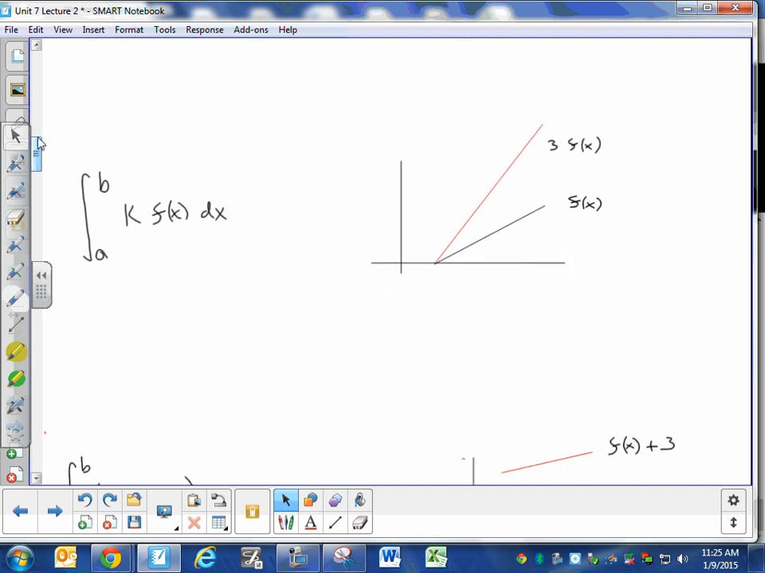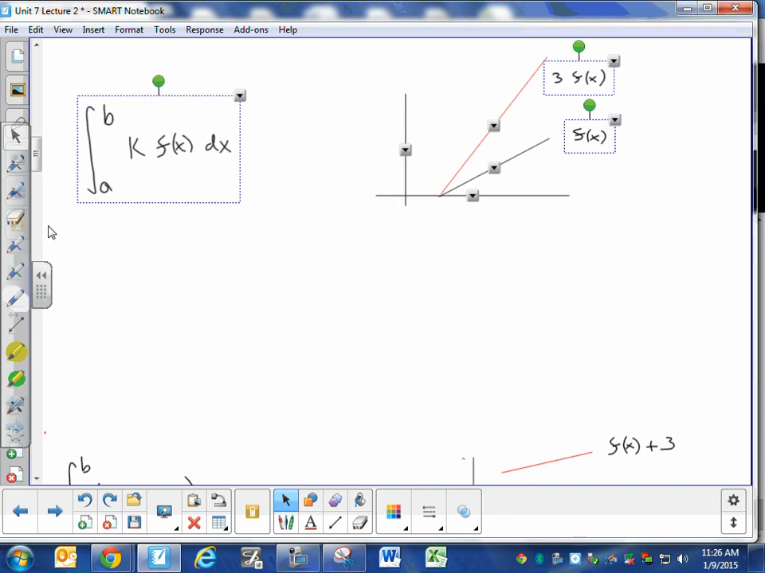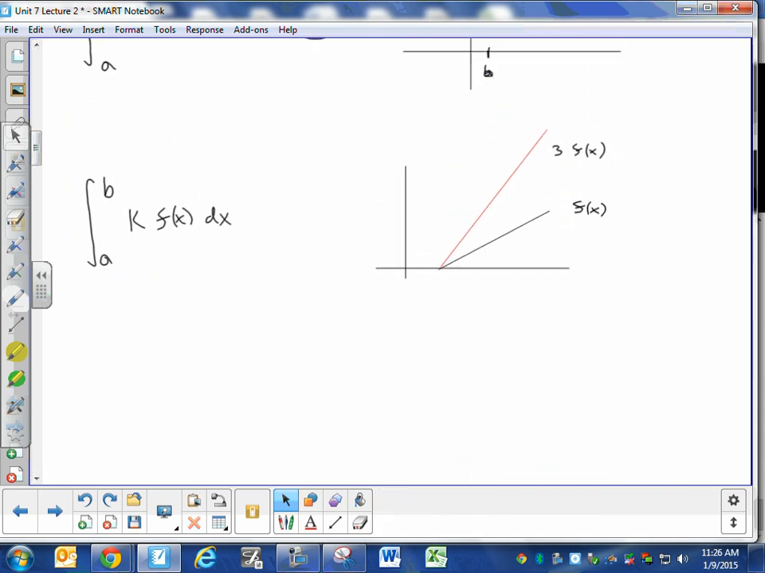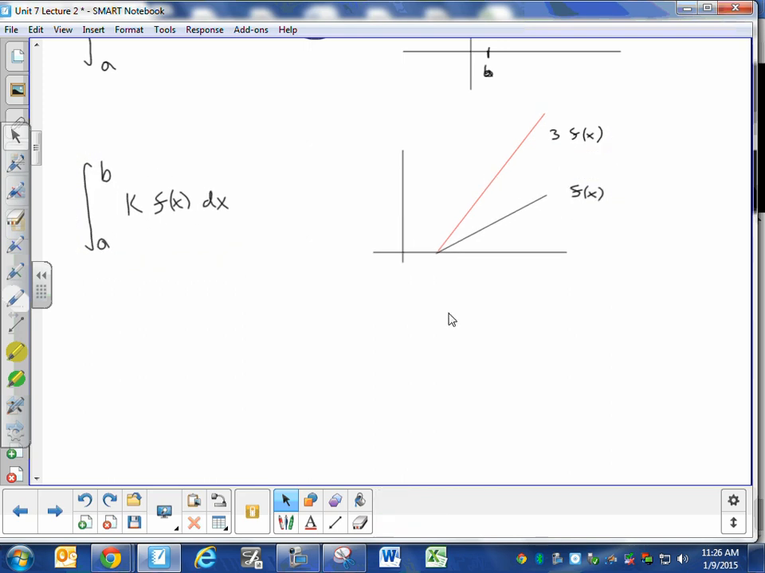Now let's take a function and let's multiply it by a constant. So the integral from A to B of k f of x dx. K is a constant. And then I give you a picture of a function and then a function times 3. And I'll give this some function values. We'll say this is 1. We'll say this is 4. We'll say this is 2.